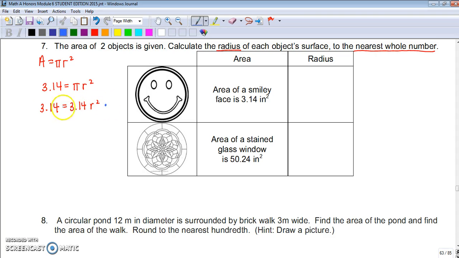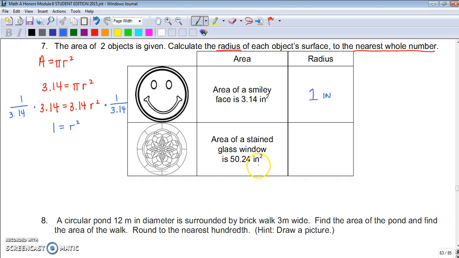Next, we're going to try to isolate our variable so that we can start to figure out what r should be. So we're looking for a number that when times by itself equals 1. That would mean that the radius is 1 inch.